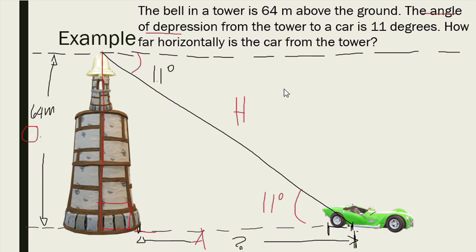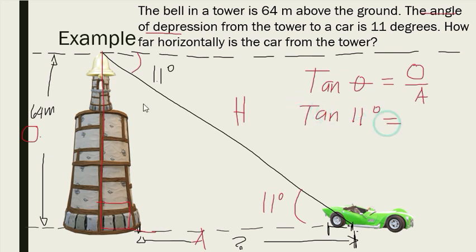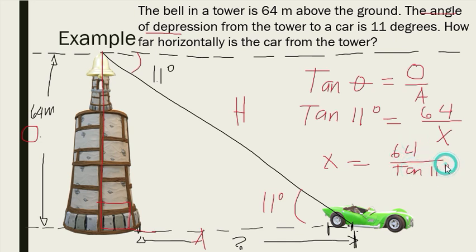So you have O and A. You need a formula that has O and A, and that's tangent theta. So therefore, we have tangent theta is equal to TOA, opposite over adjacent. We know the value for theta, that is 11 degrees. Your opposite is 64, and your adjacent you don't know. This is the unknown x. Then cross multiplication, switch with your x. So therefore, x equals 64 over tangent 11 degrees.